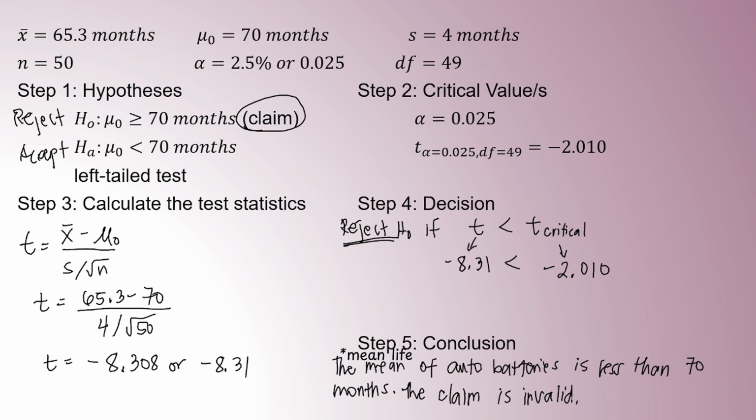In the event that we accept the claim, then we can say that it is valid. But as we can see here, we are clearly rejecting the claim or the null hypothesis. So the claim is invalid. Let's go to another example to discuss further this one sample t-test.